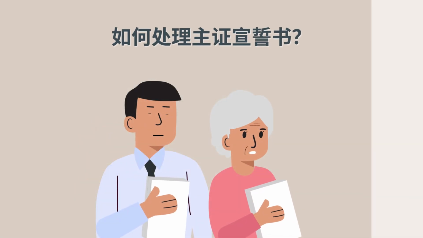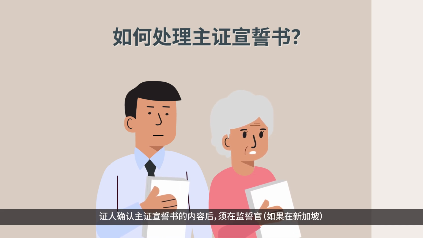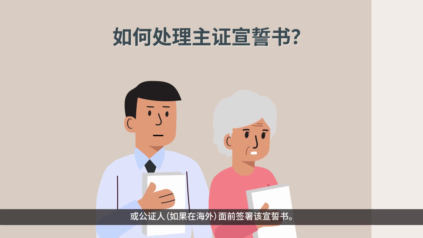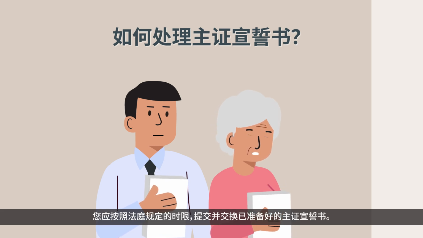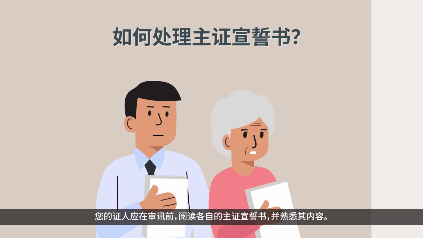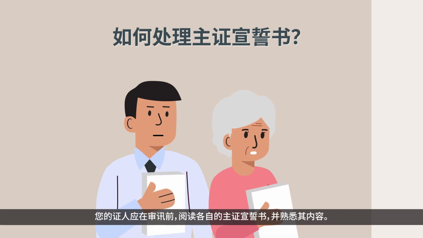What to do with the AEICs? After the witnesses confirm the contents of the AEICs, they need to sign these before a commissioner for oaths, if they are in Singapore, or a notary public, if they are located overseas. You should file and exchange the AEICs you have prepared according to the timelines given by the court. Your witnesses should read their AEICs and be familiar with the contents before the trial.